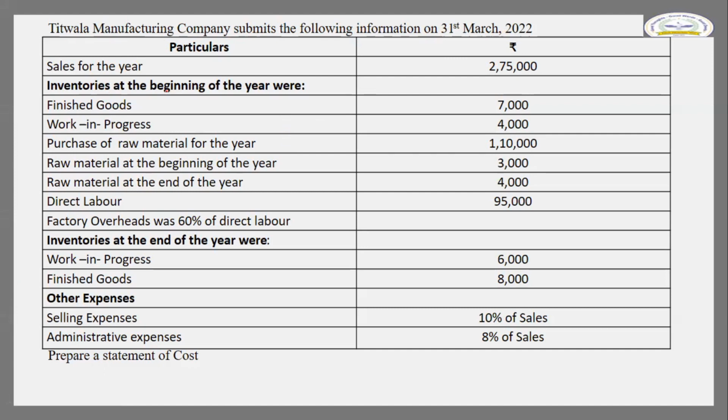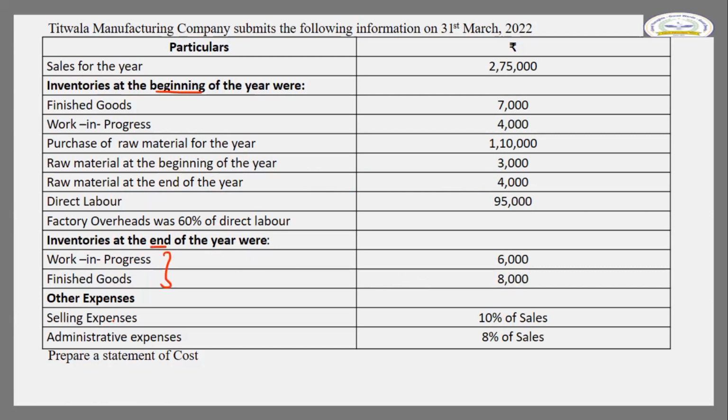Inventories at the beginning of the year: finished goods 7,000, work in progress 4,000. Purchase of raw material for the year 1,10,000 rupees, raw material at the beginning of the year 3,000, raw material at the end of the year 4,000 rupees, direct labor 95,000, and factory overheads was 60% of direct labor. Next, inventories at the end of the year were work in progress 6,000, finished goods 8,000 rupees. These are the closing ones.